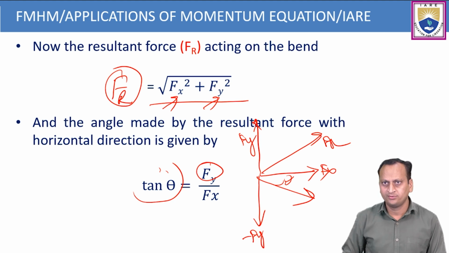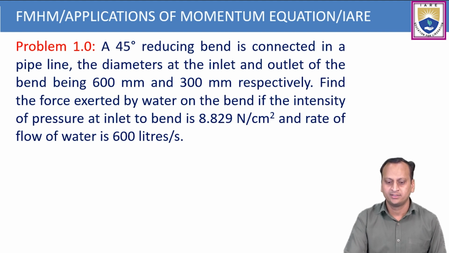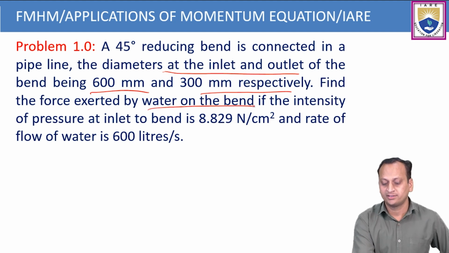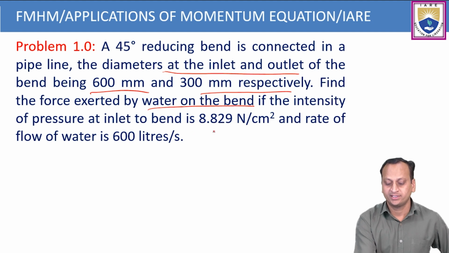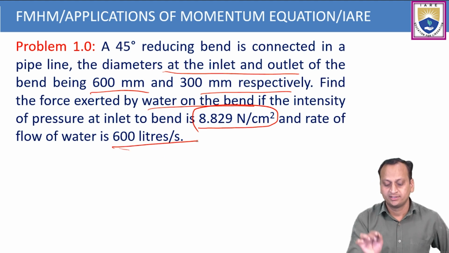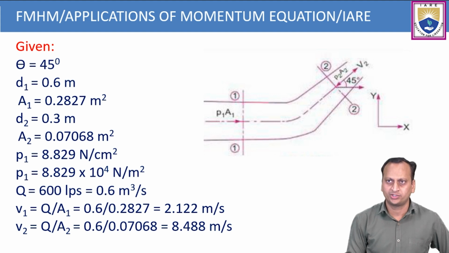Okay. Now we will see one example. A 45 degree reducing bend is connected in a pipeline. Its diameters at the inlet and outlet are 600 mm and 300 mm respectively. Find the force exerted by the water on the bend, if the intensity of pressure is 8.829 Newton per cm square and the rate of flow of water is 600 lps. So you can draw the section like this.